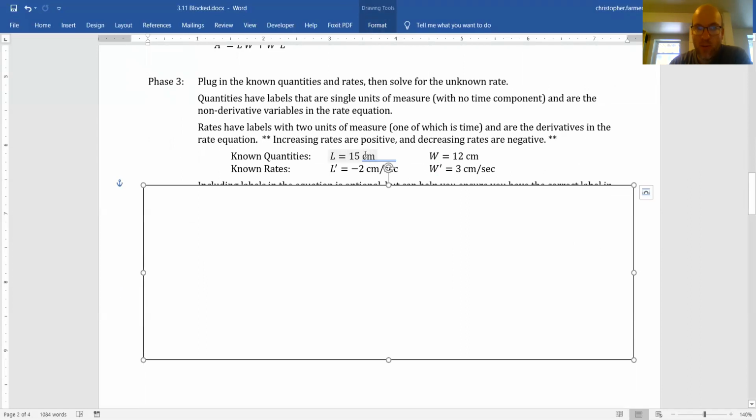So from our problem, we were told the length was 15 and the width is 12. And the rates were that the length was decreasing, so the derivative is negative 2 centimeters per second. The width was increasing at 3 centimeters per second.